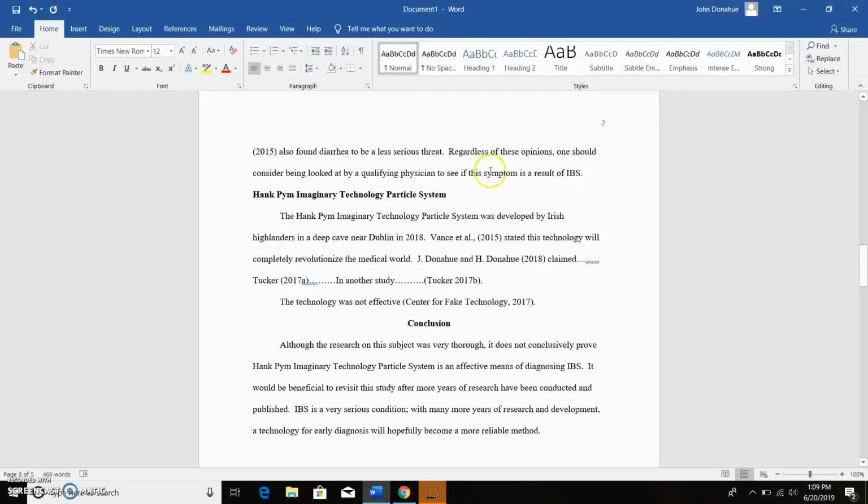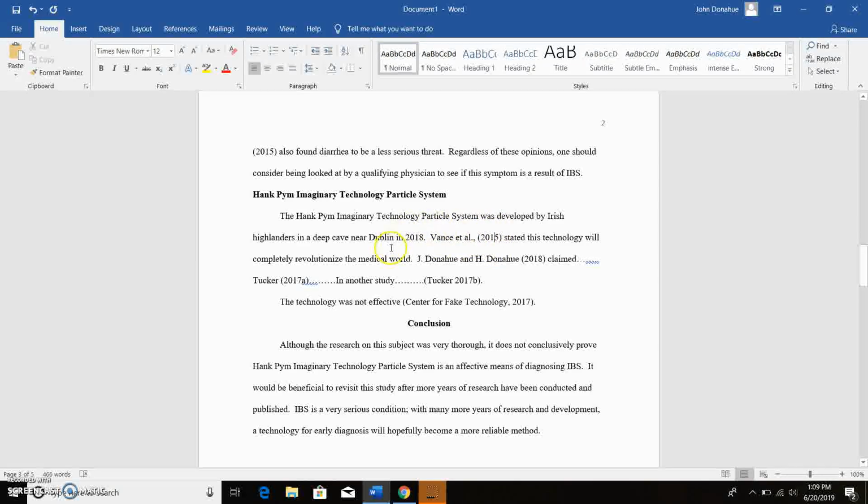So I finished talking about pathology. I'm going to go on to my technology. So I wrote out the name of the technology right here. The Hank Pym Imaginary Technology Particle System. Now what I want to show here is just some different things that you'll find when you're citing. Once again, I'm using this source, Vance. This is the one with all the authors. Since I already cited above, I can write Vance et al., period, comma, with the date.